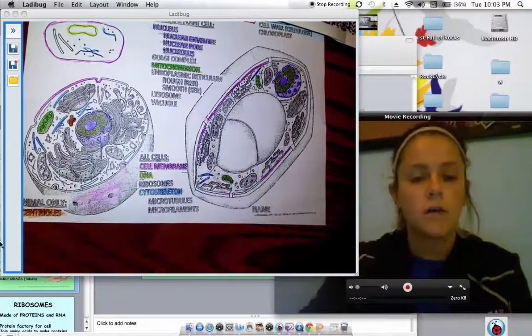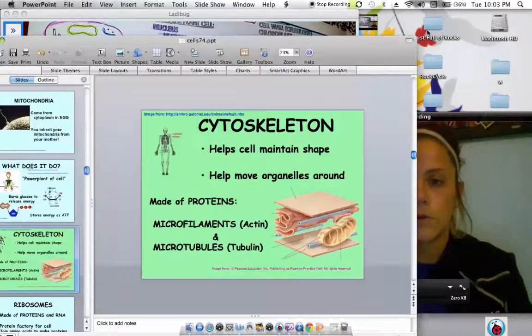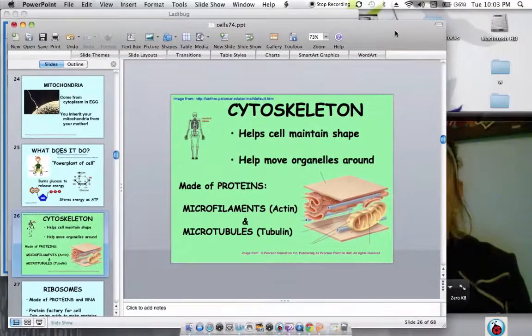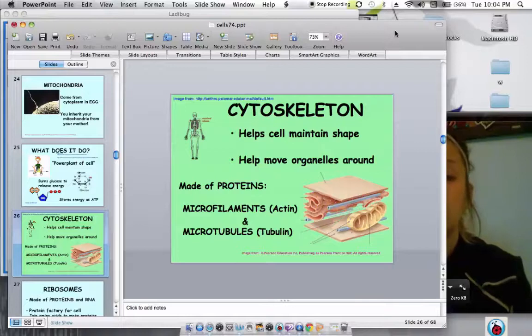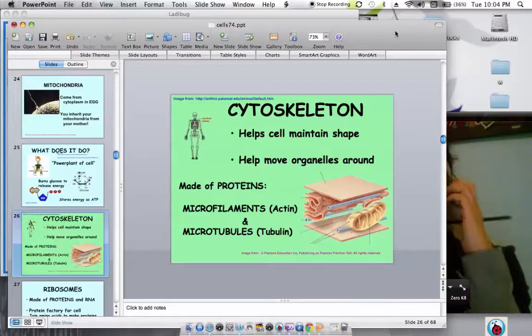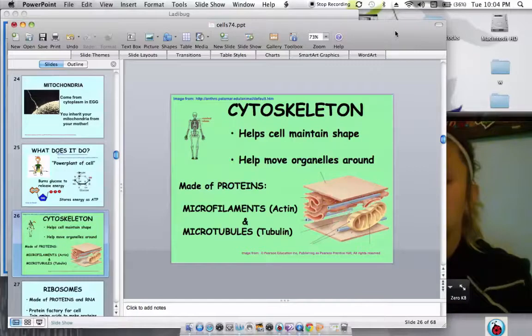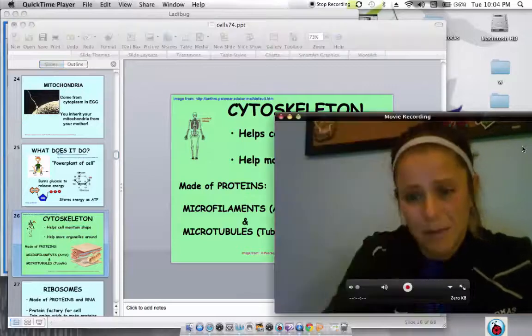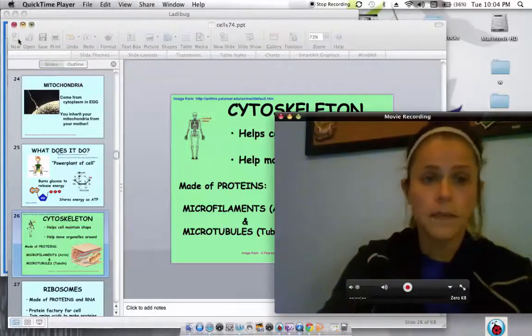Alright, so in our slides, just similar to what I said, it helps cells maintain shape and helps cells move organelles around. So if we need to move vesicles when making proteins from one place to another, we'll use that. It's made out of these proteins, microfilaments and microtubules. Don't worry so much about those names, not as important.